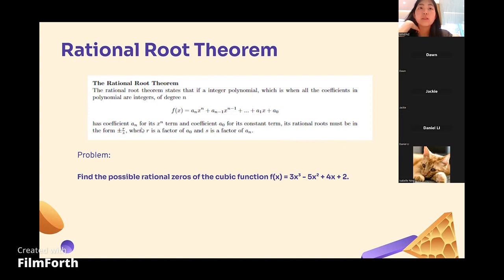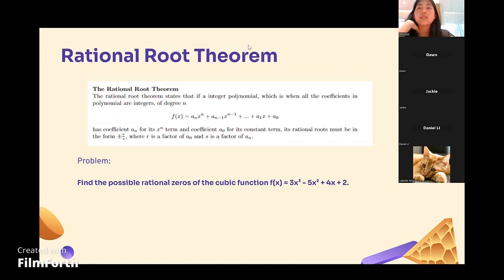It just means that its numerator has to be a factor of the constant value in the polynomial, and the denominator of the root has to be a factor of the coefficient of x to the power n. Does everyone sort of understand what it's trying to say?